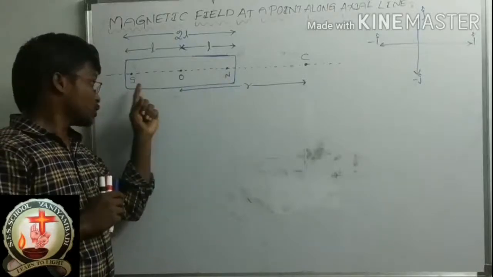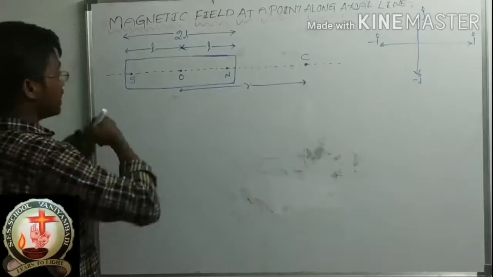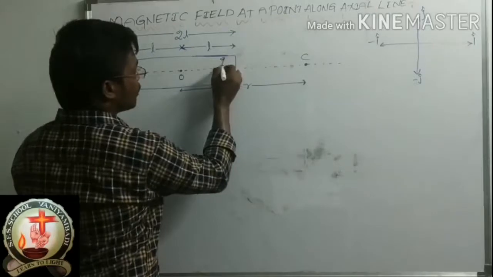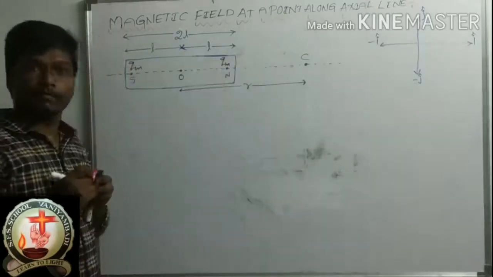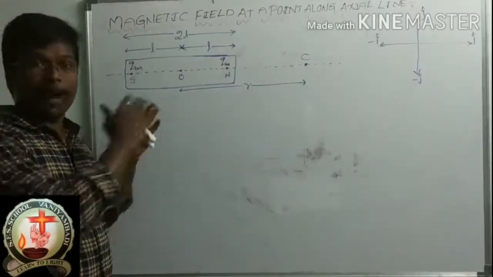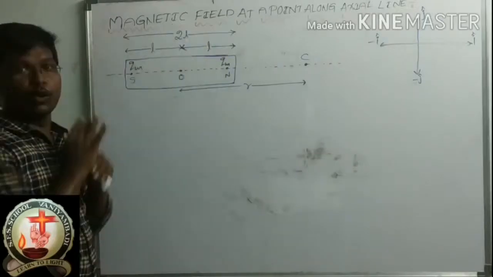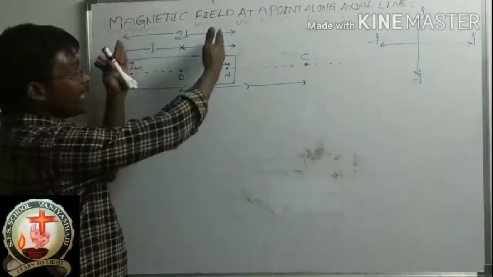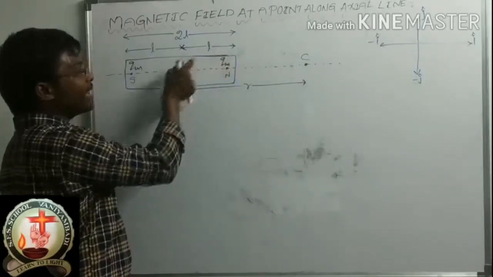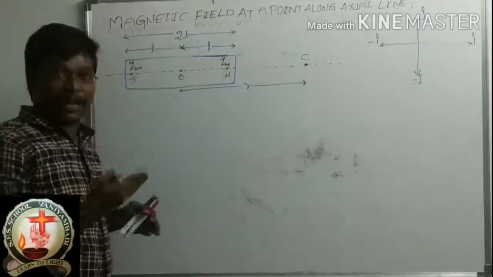These two poles have pole strength. How much pole strength? Q suffix M, and here also Q suffix M. The magnetic length of this bar magnet is 2L. We know already that magnetic length 2L means from the middle to the pole is L, and from the middle to the other pole is L. So L plus L, 2L, is the magnetic length.